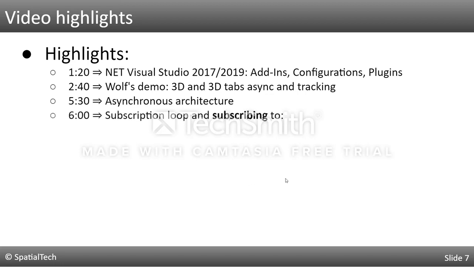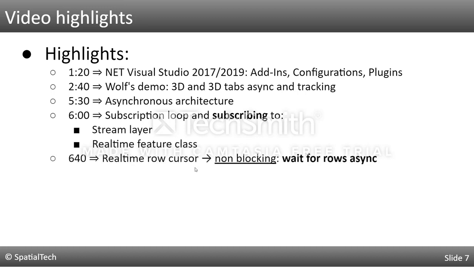There's this concept of a subscription loop, especially if it's real-time data or tracking data. What it means is there's new data coming in, so you subscribe to the data source to get updates. Then what happens? You have data that gets deleted, say like an emergency response system where you have new calls coming in, but once a call's been handled or resolved, it goes off the screen. It's not active anymore. So this whole subscription loop and the concept of subscribing to a stream layer or a real-time feature layer. And we even saw a real-time row cursor, right? And it's all about non-blocking I/O.